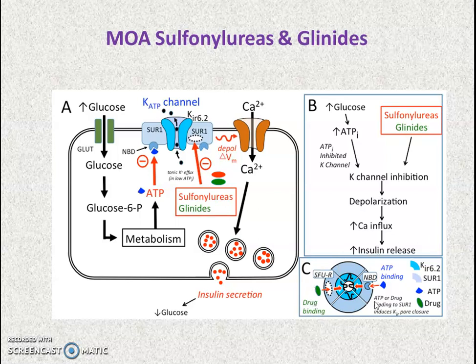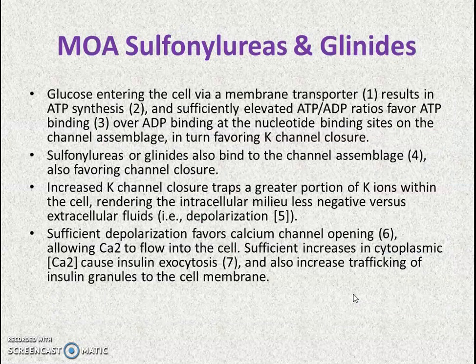This is a cross section of the receptor, the sulphonylurea receptor and the NBD. Inside, the ATP binds to the same receptor and the same protein, and the drugs, like the sulphonylureas or the glinides, bind to the sulphonylurea receptor, and both of them block the potassium channel, leading to the activation of the process of insulin release. This is the mechanism in detail.